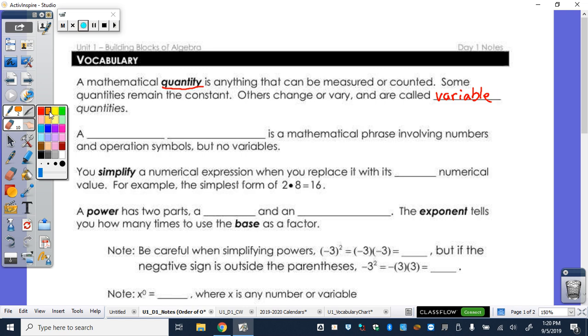So down here, a blank blank is a mathematical phrase involving numbers and operations, but no variables. That would be a numerical expression. As you can see with that word numerical, it starts out like a number. So that's how you know it's a numerical expression, purely numbers, no letters. You can add them, subtract them, multiply, and divide them.